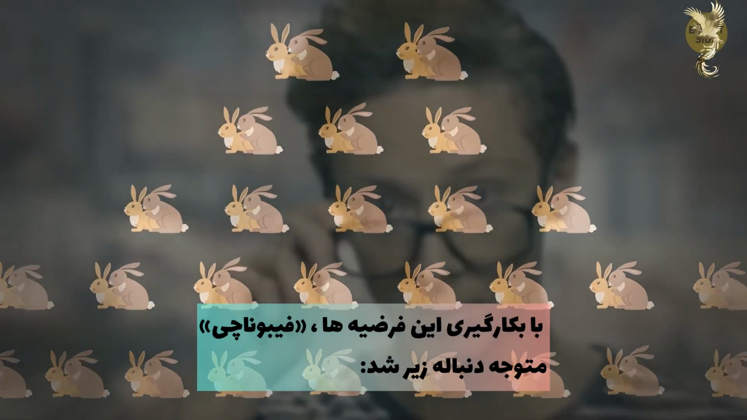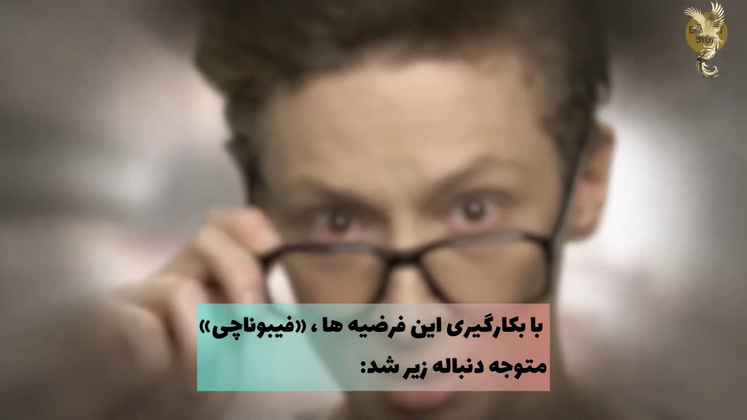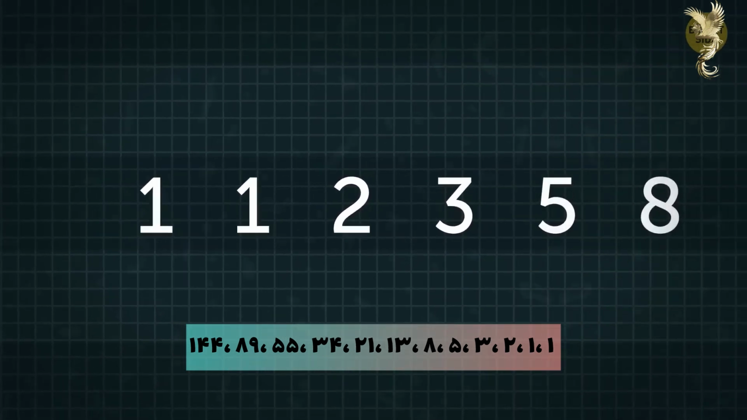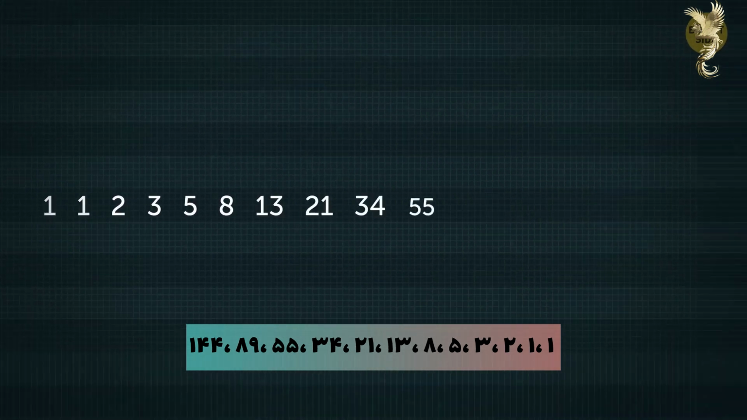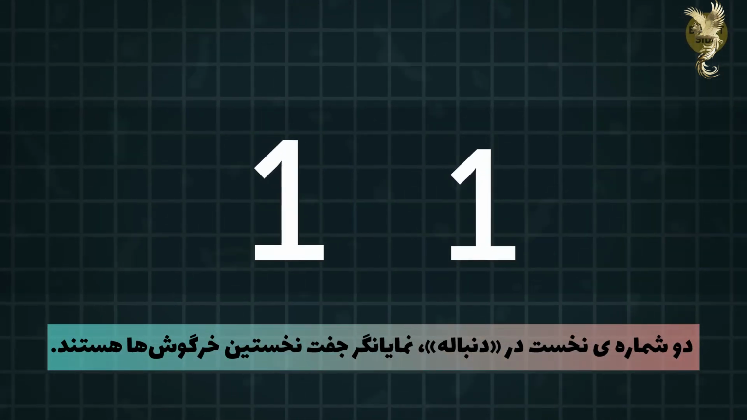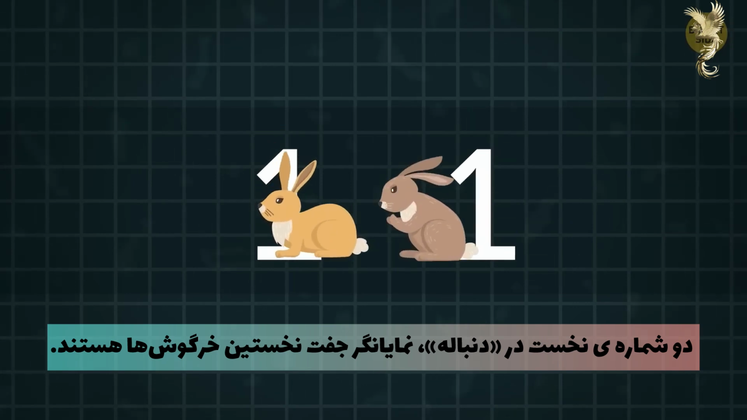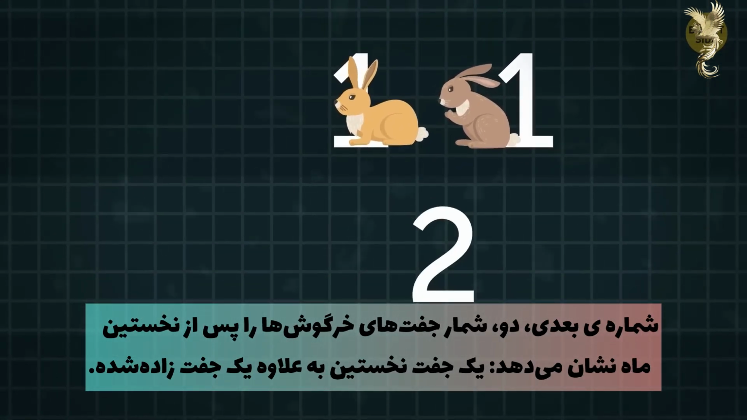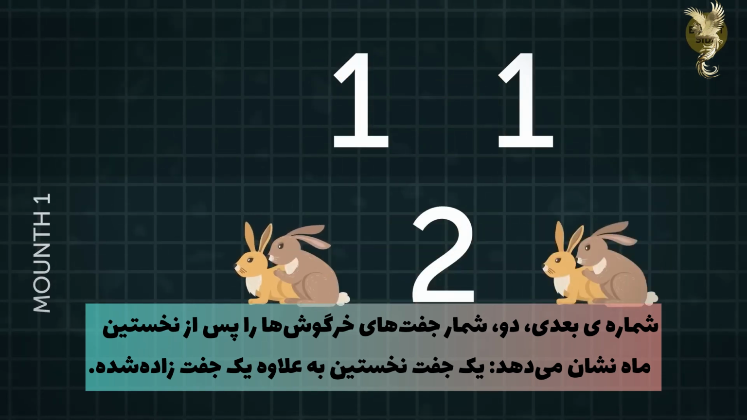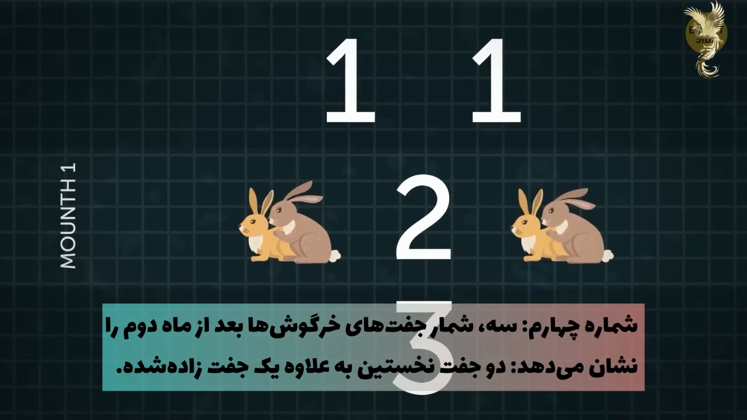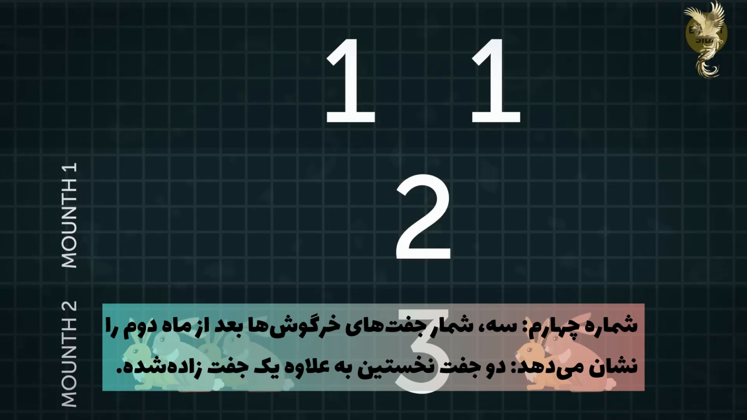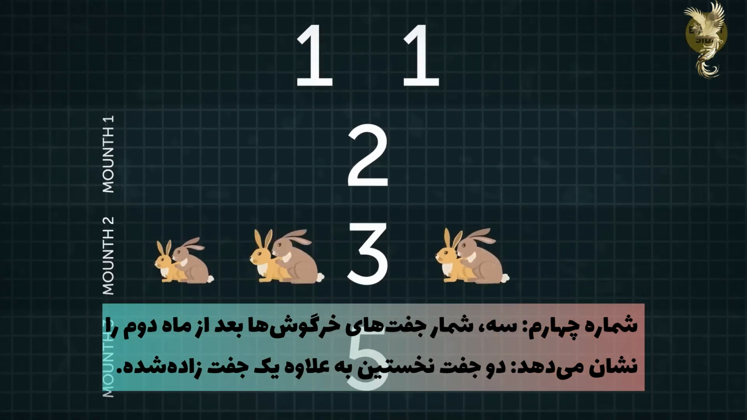Now, using these assumptions, Fibonacci noticed the following sequence: 1, 1, 2, 3, 5, 8, 13, 21, 34, 55, 89, 144, and so on. The first two numbers in the sequence, 1, 1, represent the initial pair of rabbits. The next number, 2, represents the number of pairs of rabbits after the first month, one pair of the initial rabbits plus one pair of offspring. The fourth number, 3, represents the number of pairs after the second month, 2 pairs of the initial rabbits plus one pair of offspring, and so on.